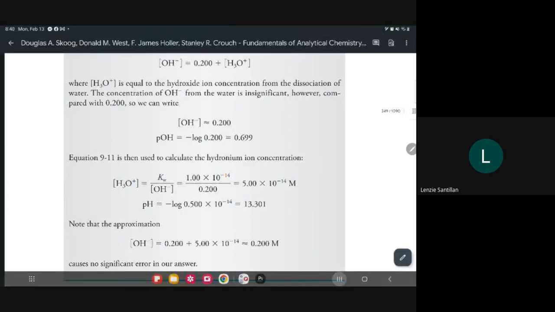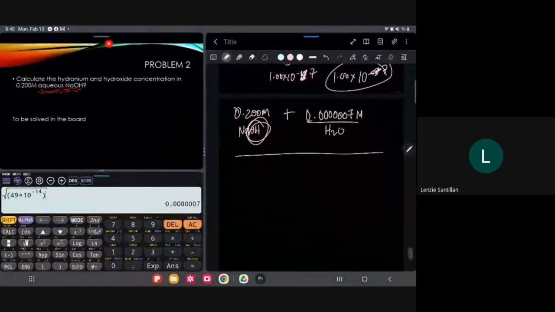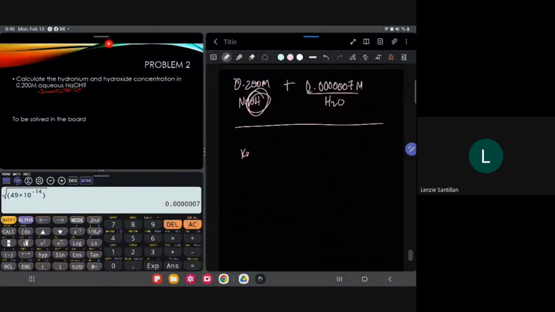Okay, ito yan guys. Baka ma-confuse kayo. So yung KW natin, again, dahil siya aqueous solution, may participation ng water, we'll use KW. That will be H3O times OH. Tama. So, alam natin yung value ng OH natin, kasi siya ay sodium hydroxide aqueous na nag-fully dissociate. That will be 0.200 molarity. Alam ba natin yung H3O?